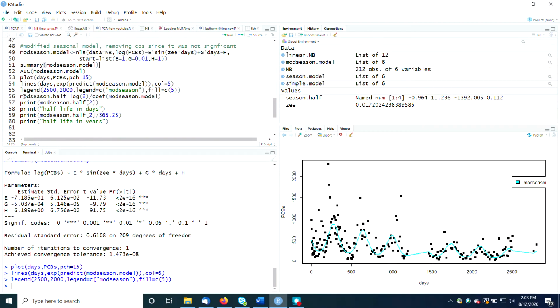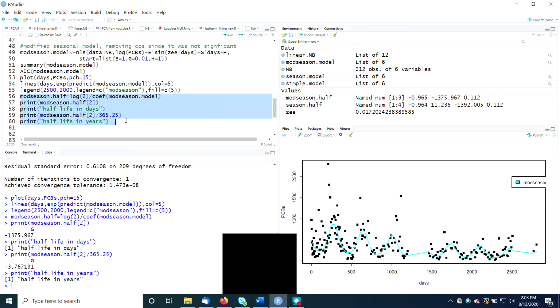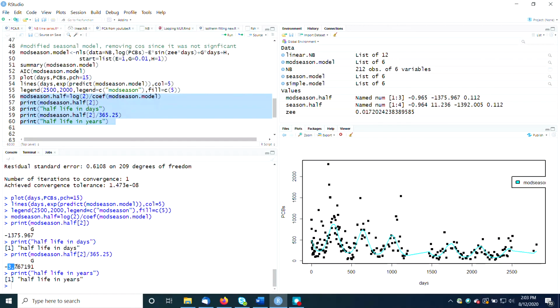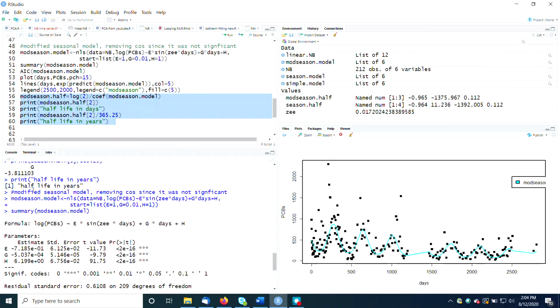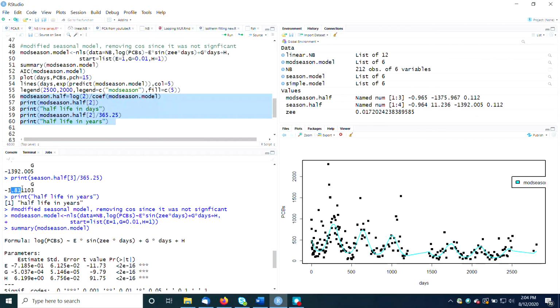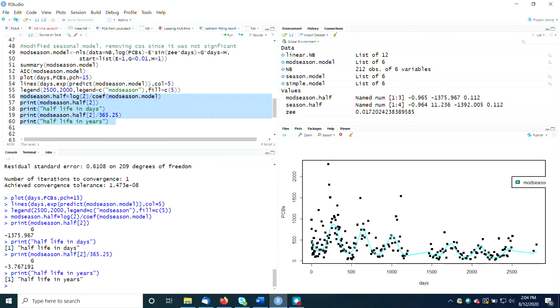I could print out the coefficients from that here. So now I'm getting a half-life of minus 0.378. The minus just means it's declining, so the half-life is about 3.767 years, okay, whereas up here, the half-life was 3.8. So just ever so slightly shorter half-life, faster decline, shorter half-life.